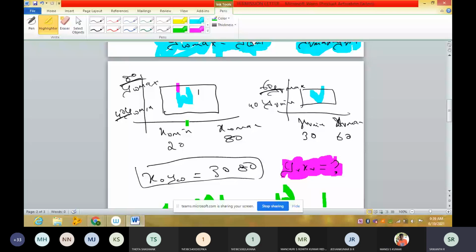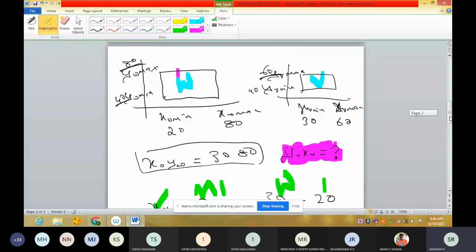XW minimum is equal to 20, XW maximum is equal to 80, YW minimum is equal to 40, YW maximum is equal to 80. XV minimum is equal to 30, XV maximum is equal to 60, YV minimum is equal to 40, YV maximum is equal to 60. And we have XW, YW is equal to 30, 80. What we need to find is YV and XV. For that we have the formula, guys.